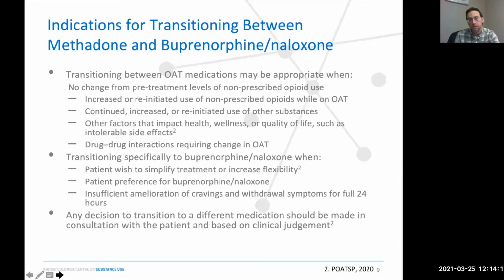People sometimes develop cardiac conditions, which makes methadone not an ideal choice, particularly if they have a prolonged QTc. And so those are some of the main reasons. I mean, patient preference for buprenorphine is also a reason.